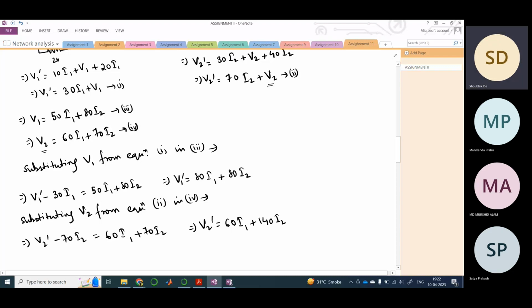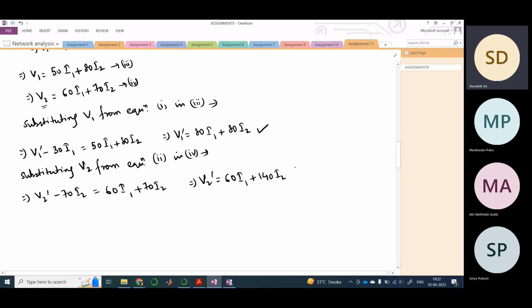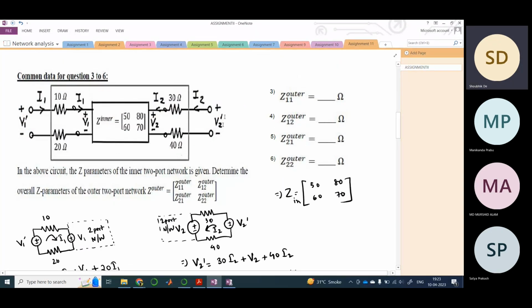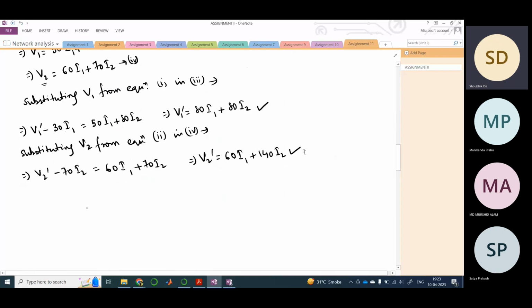So as a result, what would be our Z matrix? Z outer, if you consider this equation and this equation as a whole, as a two port network, these are our voltage equations: V1 dash, V2 dash, I1 and I2, the voltage and current parameters. So the Z outer would be 80, 80, 60 and 120.